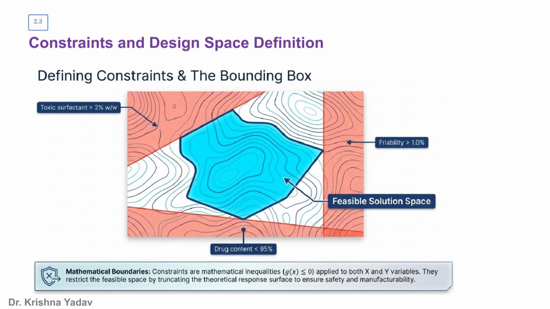This diagram illustrates the concept of defining constraints. The red areas are outside the feasible solution space, or the design space. The boundaries are mathematical inequalities that truncate the theoretical response surface, ensuring safety and manufacturability.